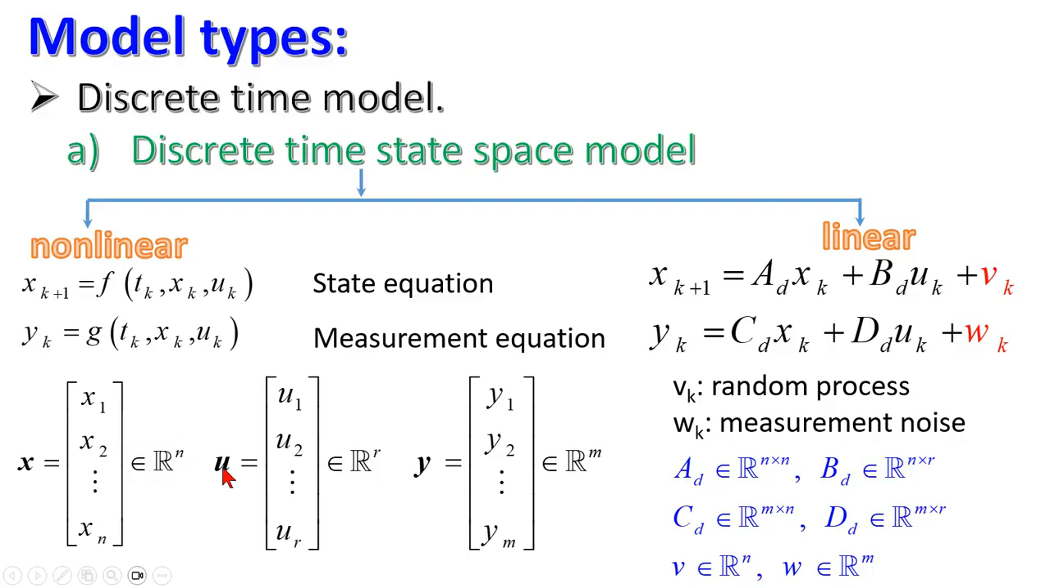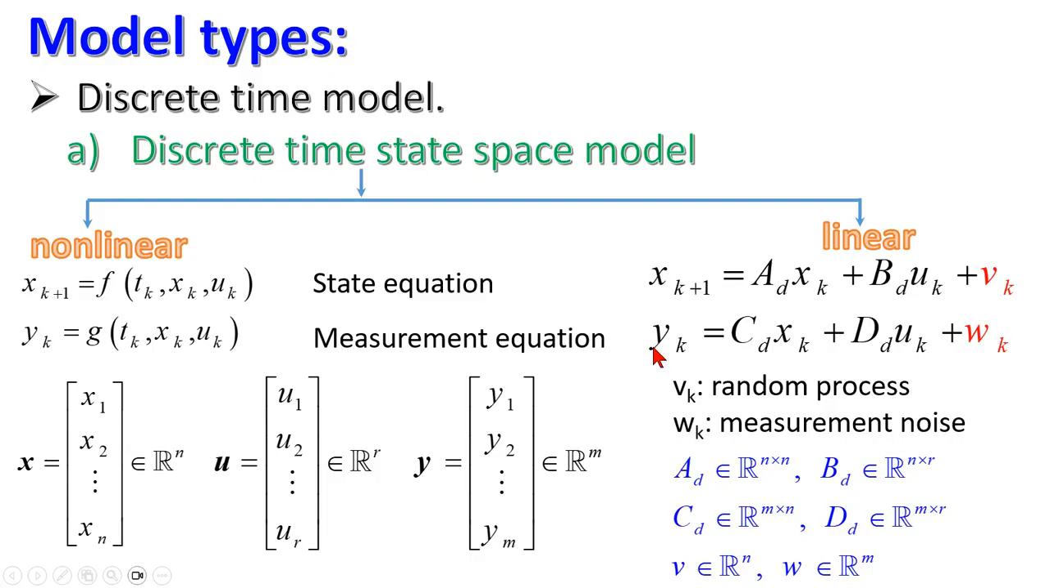Similarly, there can be more than one input, for example, u could be u1, u2 up to r number of u's, and this we write as a vector. Similarly, the output can also be more than one, for example, m number of outputs. Similarly, the linear discrete time state space model can be written as follows. The first equation is the state equation, and the second equation is the measurement equation.